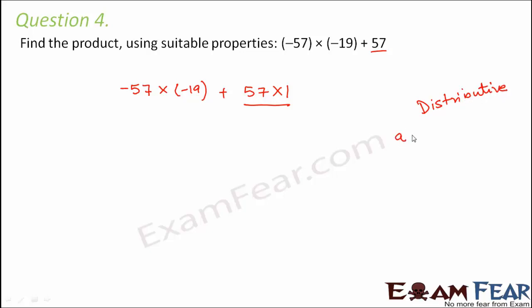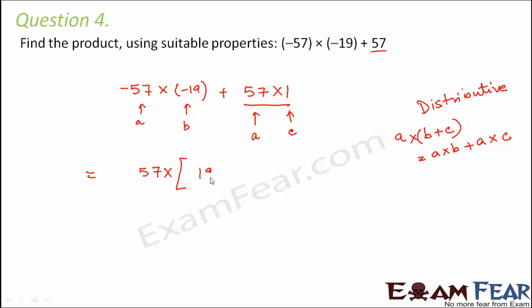So as per the distributive property, A into B plus C is equal to A into B plus A into C. So right now we have it in the format A into B plus A into C. Right? So we have it in that format more or less. So we can write it as something like this. We can write it as A into B plus C. What is C? C is nothing but 1.